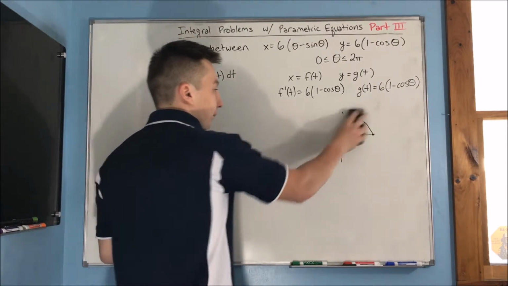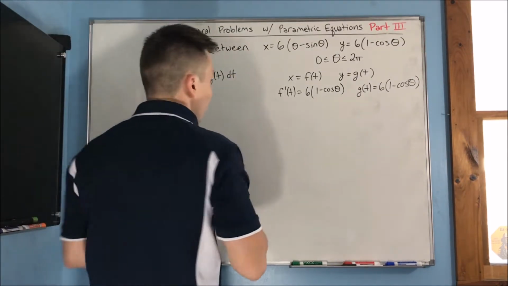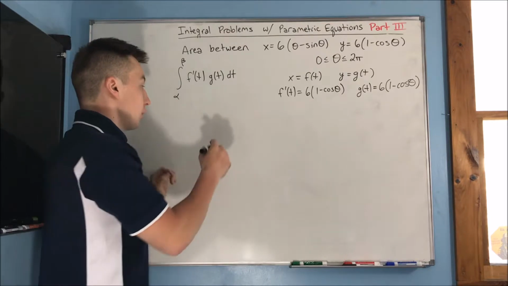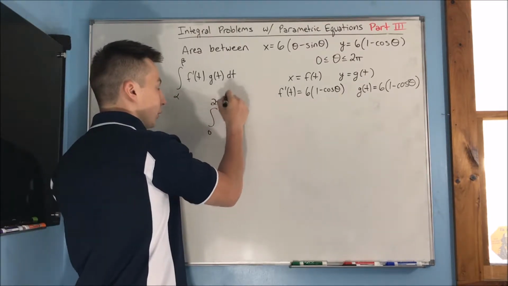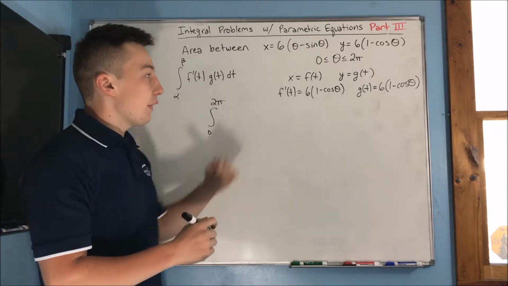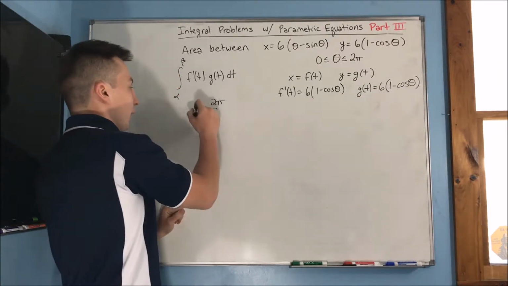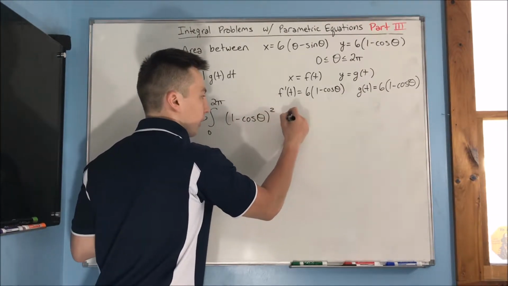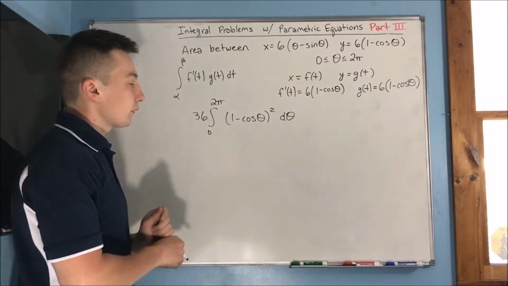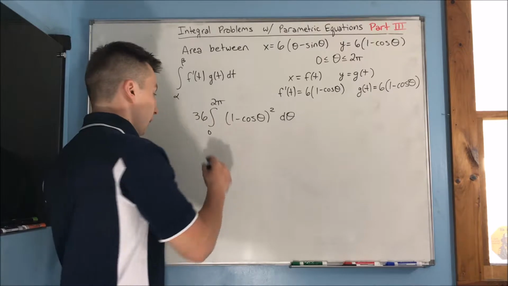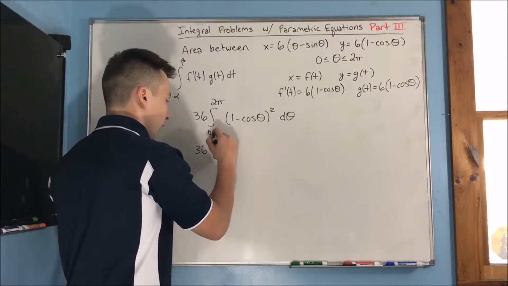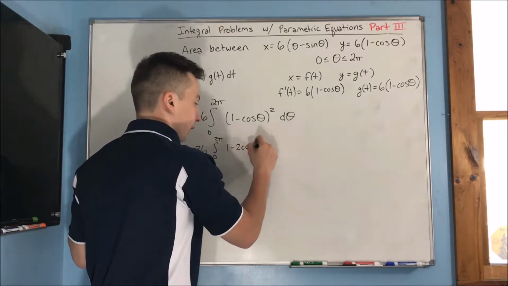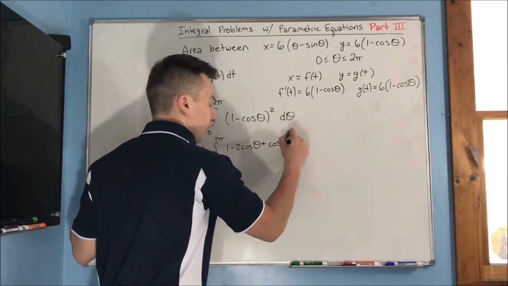All right, so we now know that the interval we can keep as 0 to 2 pi. So we can plug that all into our integral from 0 to 2 pi. And then we can combine our 6's and take that outside the integral to get 36 out here. And then we have a (1 minus cosine of theta) squared. We're going to have a d theta on the outside. Alright, so now we can just do a little bit of foiling here. Alright, and we get 1 minus 2 cosine theta plus cosine squared of theta d theta.